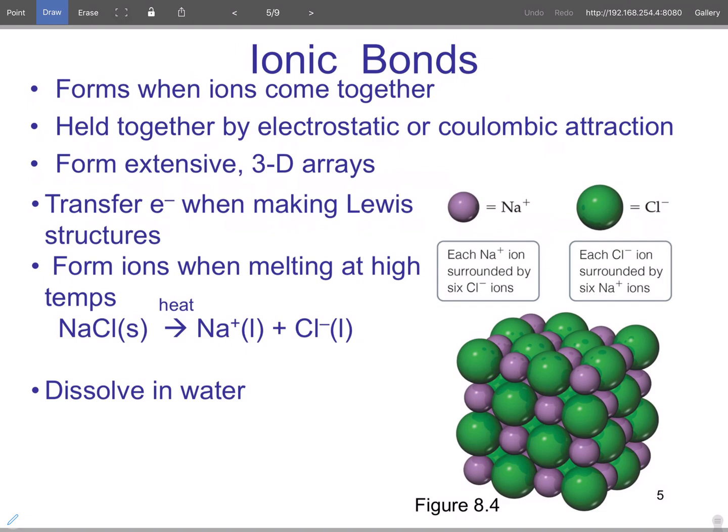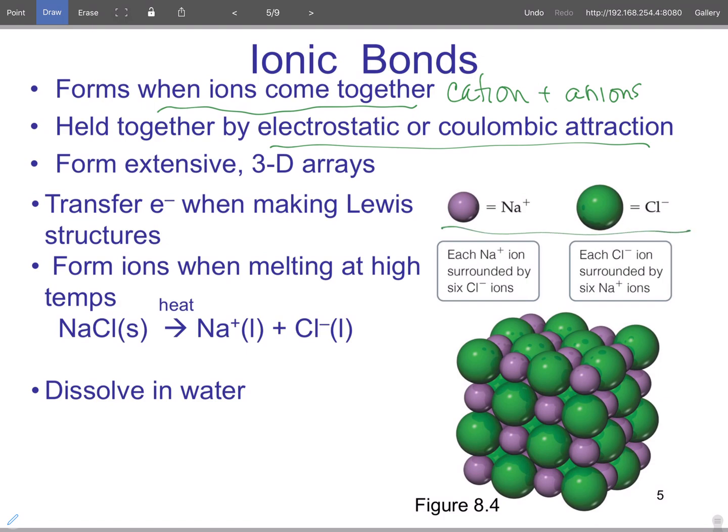Okay, that brings us to ionic compounds. Ionic compounds form when the ions come together. Remember, you're going to have cations plus anions. And so the positive and the negative come together. They're held together by electrostatic or coulombic attraction. They form extensive 3D arrays. So when you talk about, they're using sodium chloride down here, this crystal can go on as long as it can go on. So they're packed, and it's not like in organic compounds where you have a set number and then you're done with the molecule. These arrays can be really small, as little as 1 sodium, 1 chloride, and can keep going.